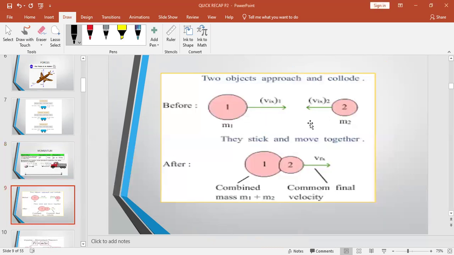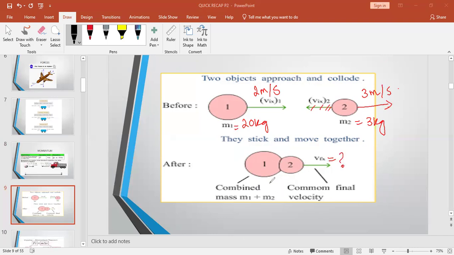What if the two objects, when they collide, let's say this object is in this direction and this object is in this direction. Suppose m1 is 20 kg and m2 is 3 kg. m1 was moving with a velocity of 2 meters per second and m2 with a velocity of 3 meters per second. After the collision, they stick together and move combinedly with one velocity, and I want you to find out this velocity.